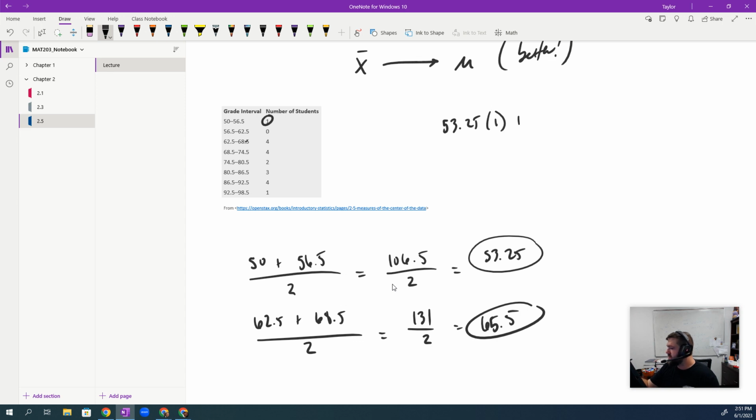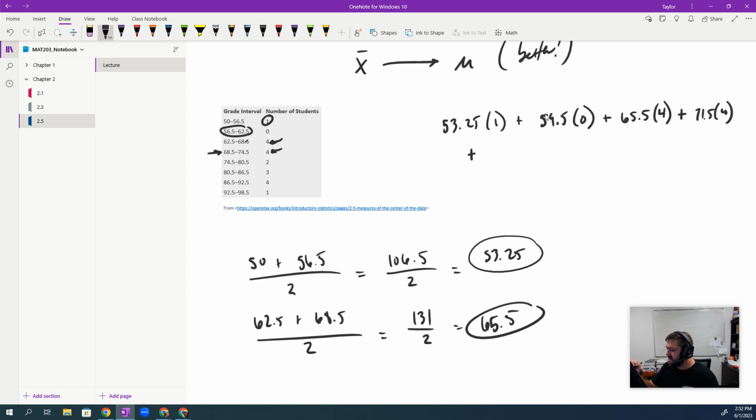So I'd have 53.25 times 1 plus, I should have done this one right here. I'm going to cheat and look at the summed values real quick because I don't want to do all of those averages by hand. It's 59.5. So the next one would be 59.5 to represent the second interval, but no students scored on that one, so times 0. Plus the next one we calculated was 65.5. 4 students were in that interval, so times 4. Plus the next interval here. The midpoint from 68.5 to 74.45 is 71.5, and there were 4 students in that interval.